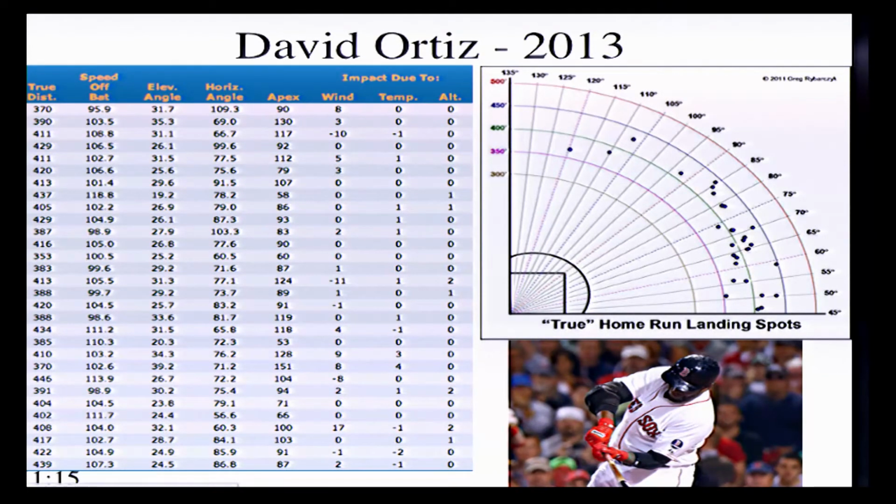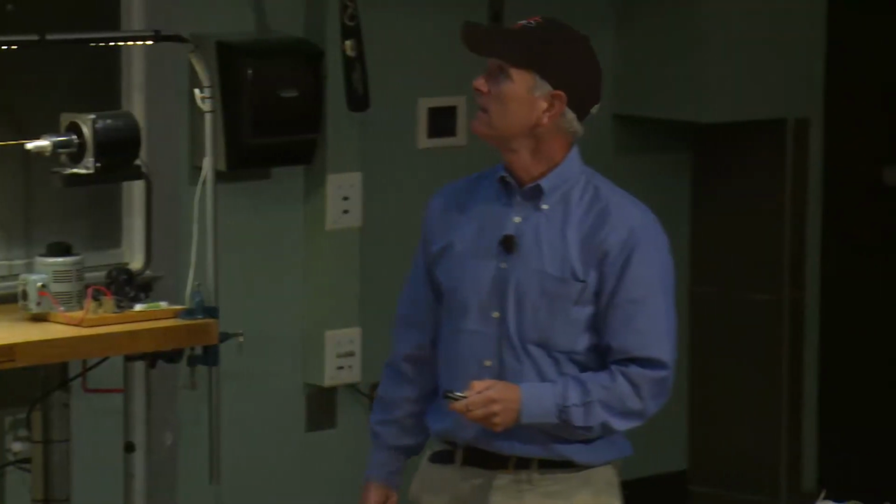And kind of the speed off the bat, which you can see is typically around 100 miles an hour. The elevation angle is around 30 to 35 degrees, and the distance that they go is plotted here. So that's hitting. One more thing about the ball-bat collision is the sweet spot.